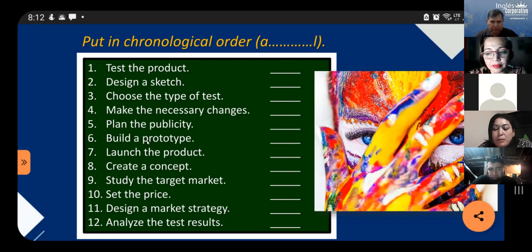Yes, I think. Okay. Number one, create a concept. Number two, study the target market. Yes, I agree with you. Number three. But what about build a prototype?